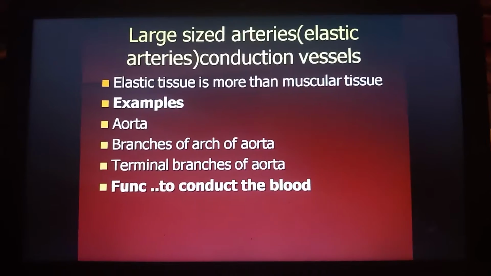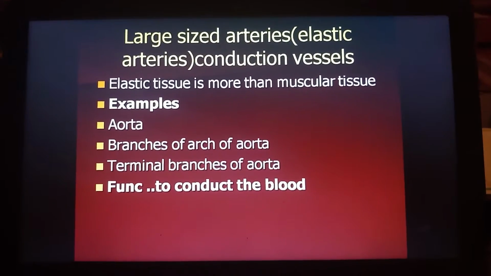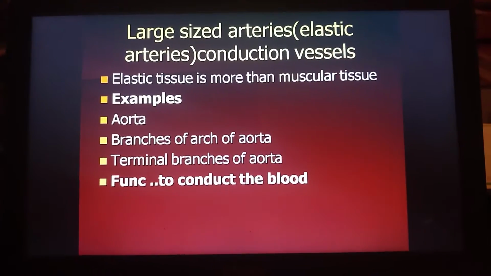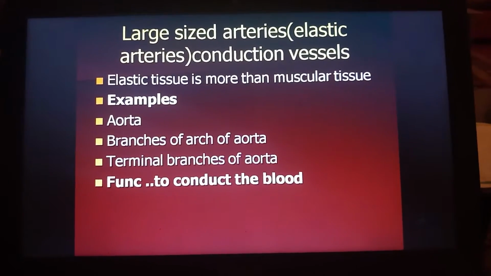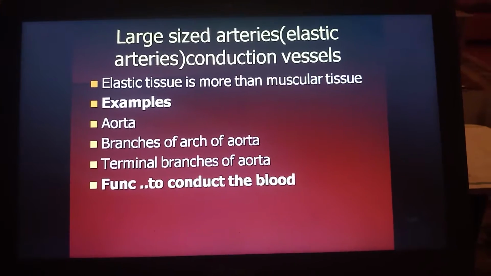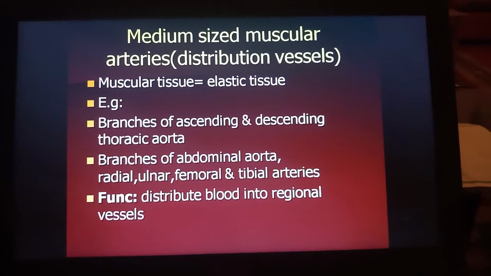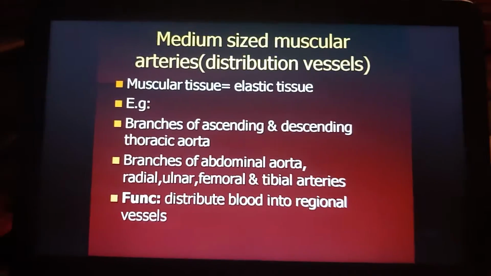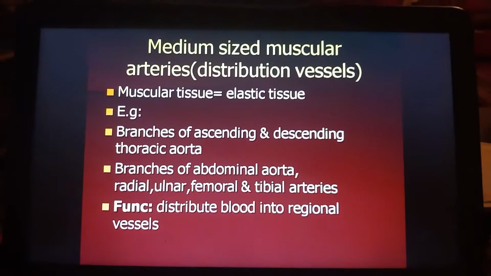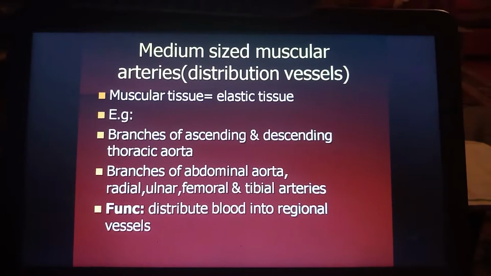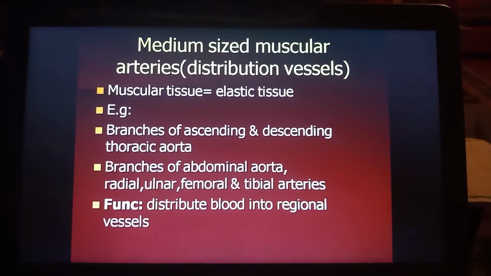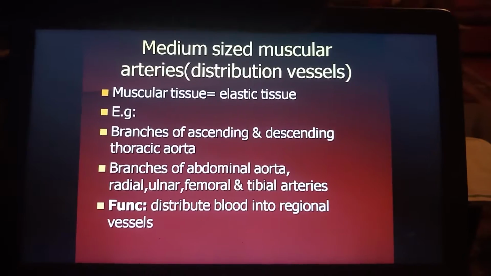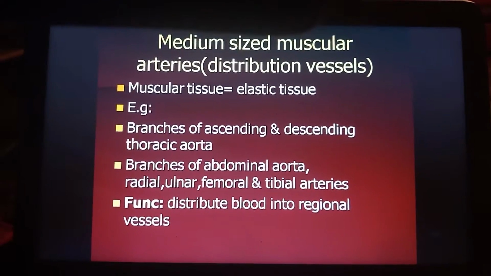Number one is the large-sized arteries, which are also known as the conduction vessels. They have elastic tissue more than the muscular tissue. Their examples are the aorta, the branches of arch of aorta, terminal branches of aorta, and their function is to conduct the blood. Then we have the medium-sized muscular arteries, which are also known as the distribution vessels. They have the elastic tissue and muscular tissue in equal proportion. Their examples are the branching of ascending and descending thoracic aorta, branches of abdominal aorta, radial, ulnar, femoral, and tibial arteries, and their function is to distribute blood into the regional vessels.